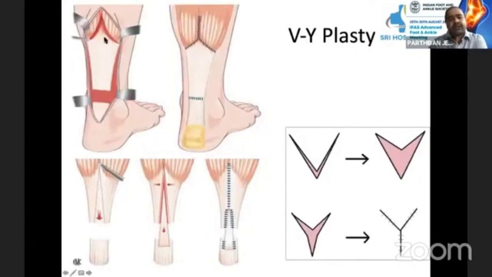You can see there it's like an inverted V. And at the musculotendinous junction, you have to do this. And as you strip it forward, you will close it like a Y.